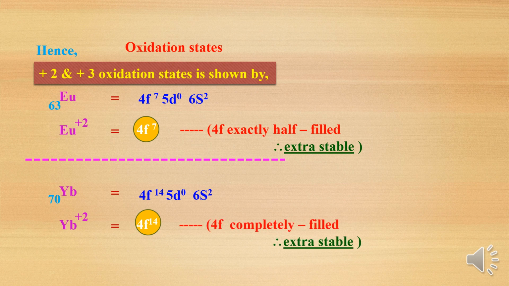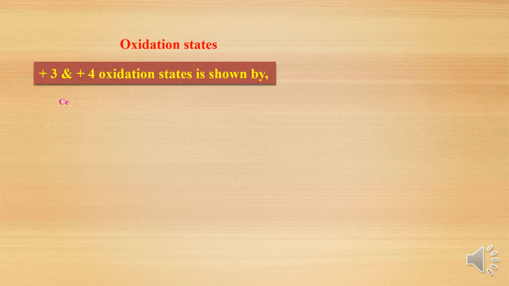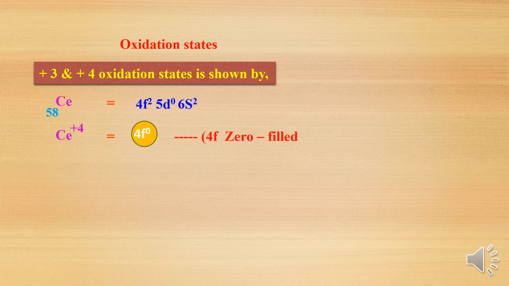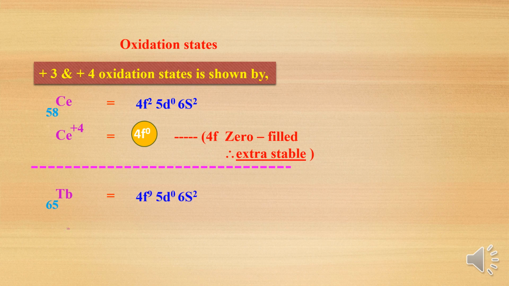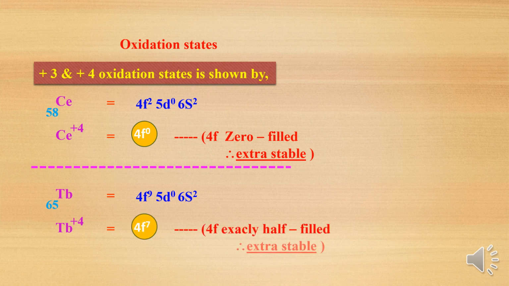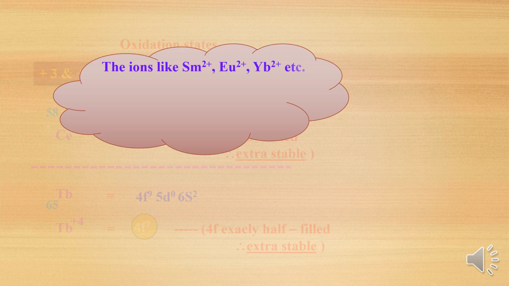Other than this, take cerium, atomic number 58. In this case the 4f orbital is totally empty, 4f0, so it is also extra stable. So it possesses the plus 4 oxidation state. Other than this, you can see terbium, atomic number 65. When it achieves the plus 4 oxidation state, 4f7 comes, which is a half filled orbital. That is also extra stable. That's why the plus 4 oxidation state is also possible.